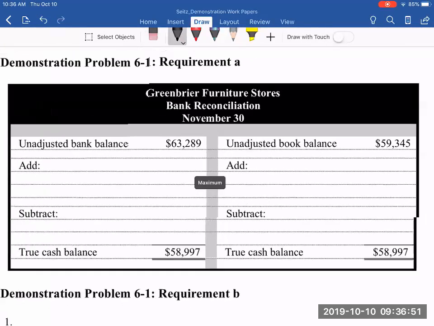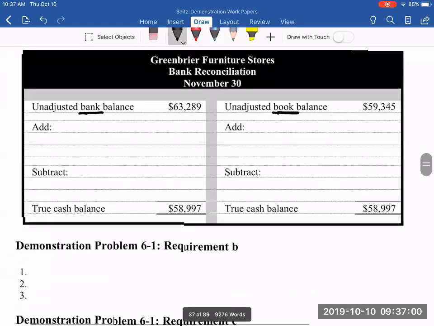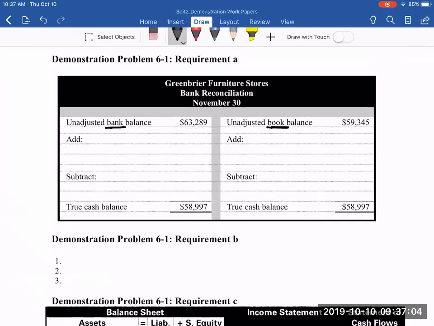This unadjusted balance, this is what the bank statement shows, because notice it says bank balance and book balance. So this came directly from the bank statement. The $63,289 came directly from the bank statement, and then from our accounting system, or if you were doing your personal checking account, this would come from your check register, the $59,345.